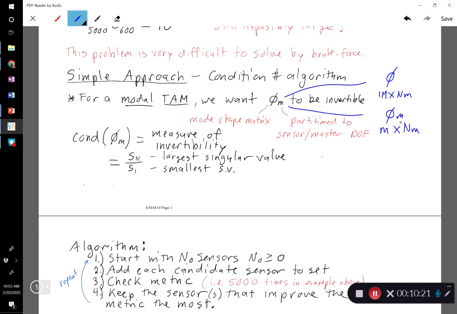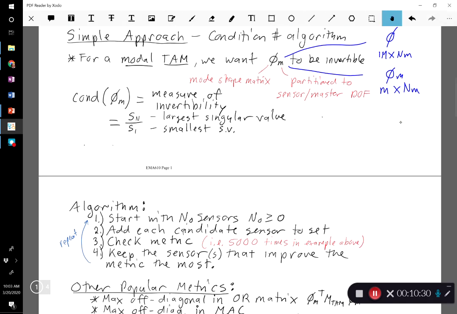But anyway, one metric that you can use to judge the quality of your sensor set is the condition number, which tells us how invertible the matrix is. And this is defined as the ratio of the largest singular value to the smallest one. So basically a small condition number is good here.